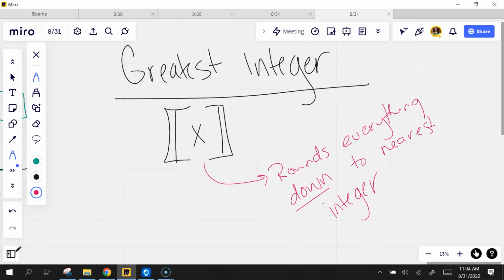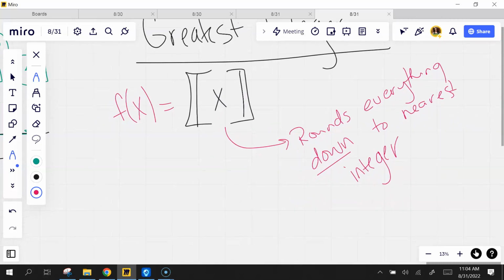So if I told you that f of x equals the greatest integer of x, and this is a function on your calculator. It's under math, then number, and then int for integer. We don't use it a whole lot on the calculator because it's really not handy to graph though.